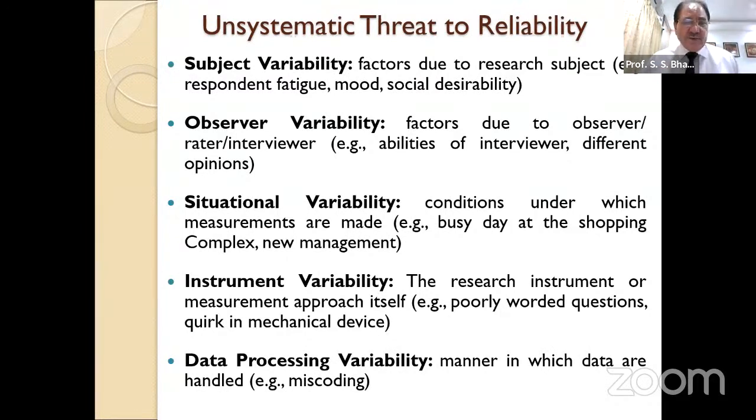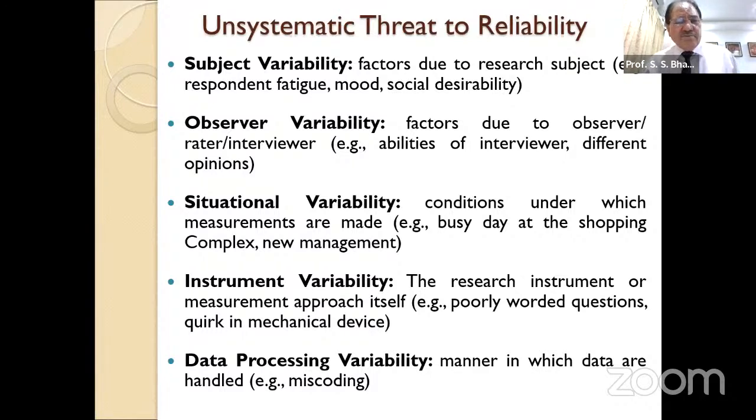Observer variability. This observer variability comes into picture when the data is collected through observation. Situational variability, conditions under which measurements are made. Like on a busy day in a shopping complex, or new management has just come in and you're trying to measure, say, satisfaction level of the workers in that organization, you find that there will be difference in the values that you get. So you find that scale would come out to be unreliable when you do that.